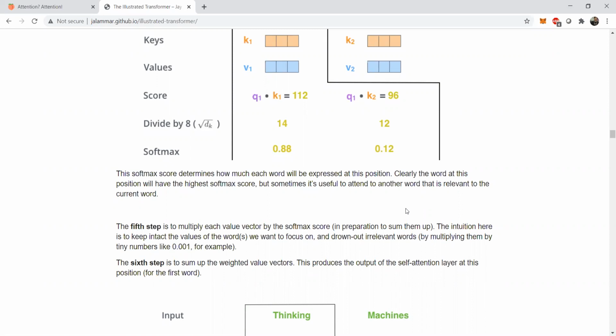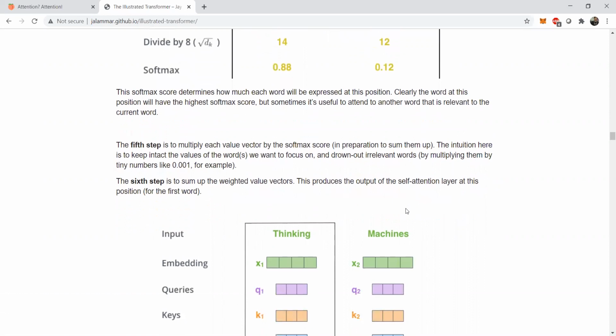And for any language modeling task, that is one of the essential features which comes as the output. So this covers our third and the fourth step. The fifth step is to multiply each vector by the softmax score. Right now, we have already computed the softmax score. The fifth step is to multiply each value vector by the softmax score.